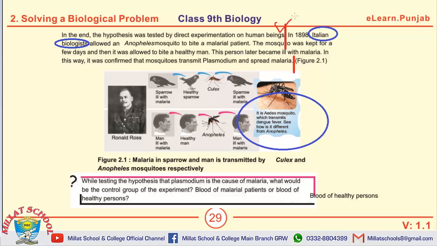The next question is about the work of the Italian biologist with reference to malaria. What was the work of the Italian biologist with reference to malaria? Another question on this page is about the Aedes mosquito, which spreads dengue fever. And there is a last question at the bottom of this page.